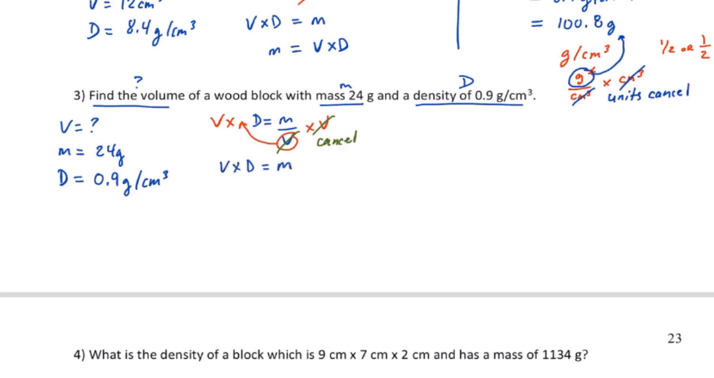But I don't want M by itself, I want V by itself. So now what I'm going to have to do is get rid of the D. So I want D to go to the other side. The way that I do that is I just divide both sides by D. Now we're going to see that the D's on the left cancel out. And now I'm left with the formula that I need: V equals M divided by D.